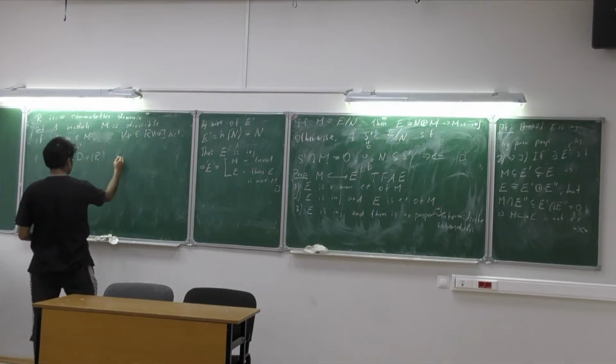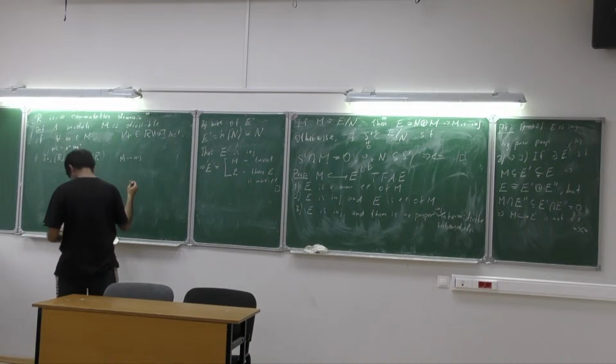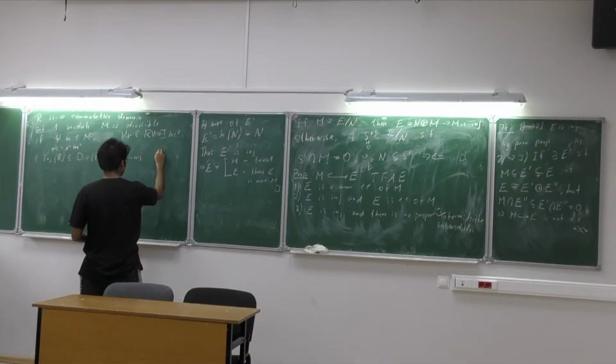Suppose M is injective, then we know that if A is inside B, then it will give an epimorphism from Hom(B, M) to Hom(A, M).